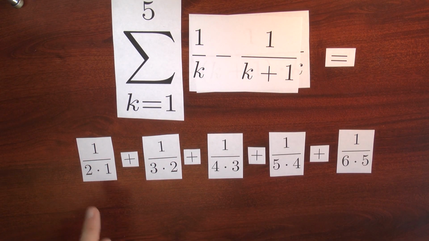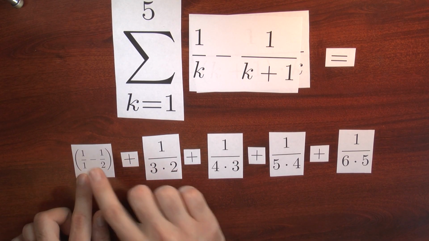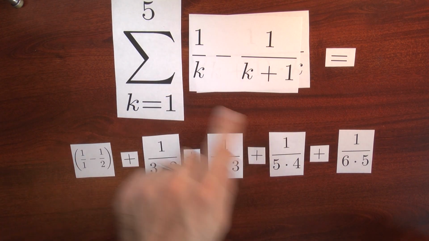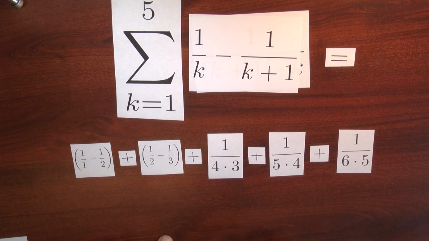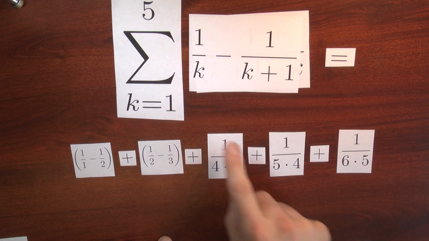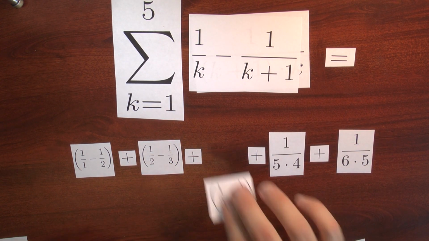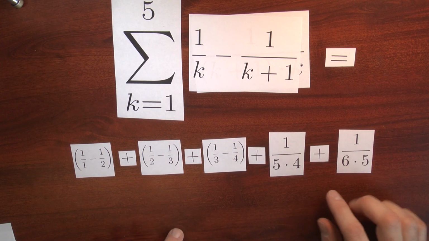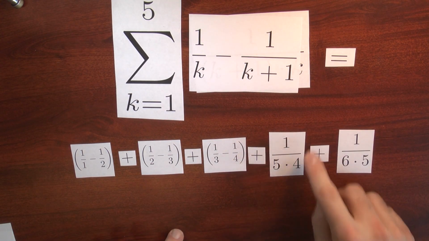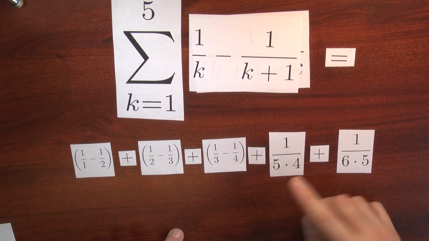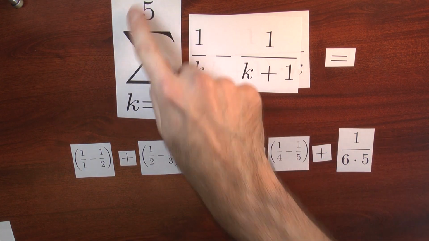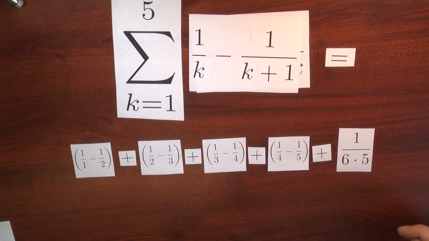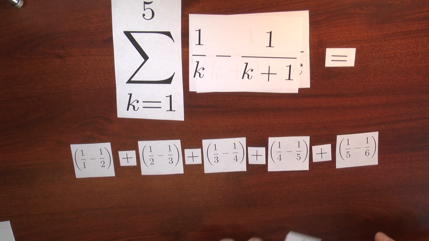So when k equals 1, instead of writing down this, I'd write down this, 1 over 1 minus 1 over 2. And when k equals 2, instead of writing down this, I'd write down this, 1 half minus a third. And when k equals 3, instead of writing down 1 over 4 times 3, I'd write down this, a third minus a fourth. And when k equals 4, I'm going to write down a fourth minus a fifth. And the last term, the k equals 5 term, instead of 1 over 6 times 5, it'll be 1 over 5 minus 1 over 6.